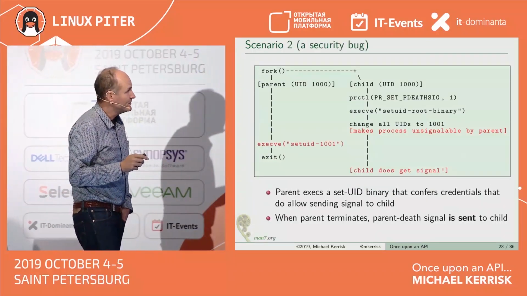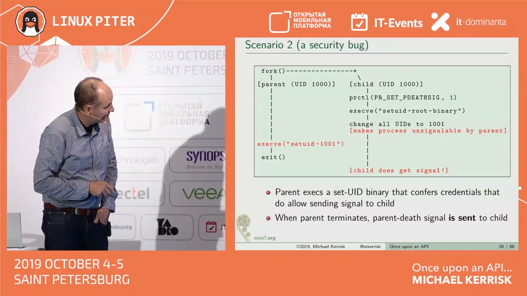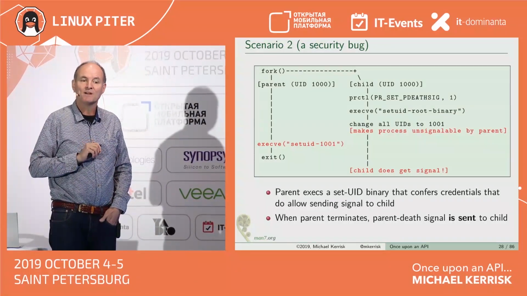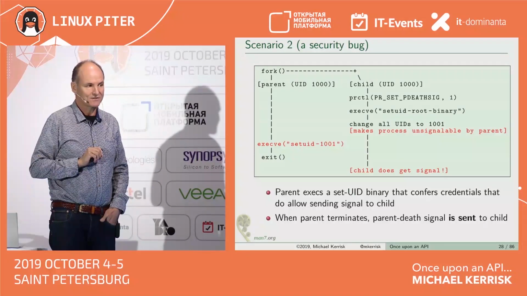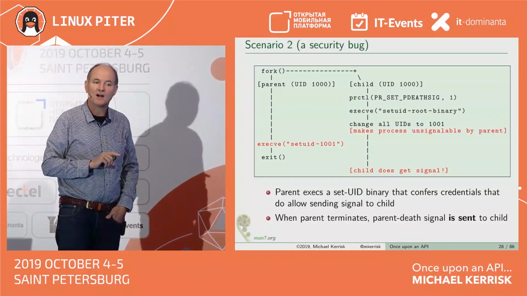Let's go one step further. Same scenario, but now the parent, before it terminates, execs a setuid program that changes its credentials to 1001. Now when that parent terminates, the child gets a signal.